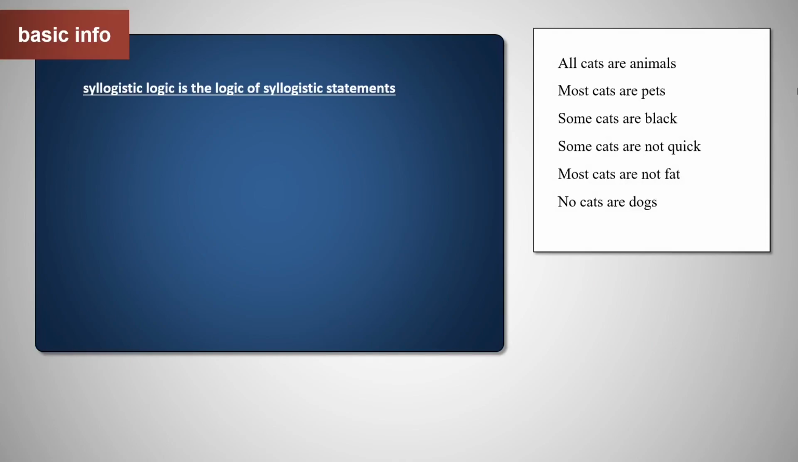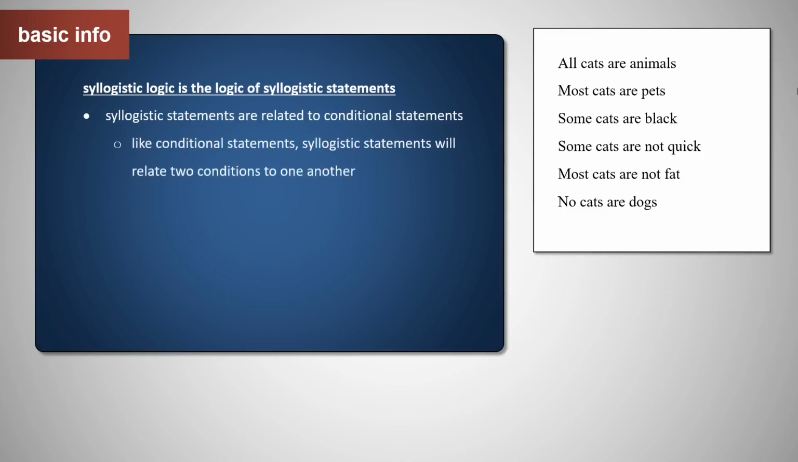We've got all cats are animals, most cats are pets, some cats are black, some cats are not quick, most cats are not fat, no cats are dogs. So those are syllogistic statements, and syllogistic logic is the logic of syllogistic statements. Now, syllogistic statements are related to conditional statements in the sense that, like conditional statements, syllogistic statements will relate two conditions to one another. So you're going to have a relationship between two things.